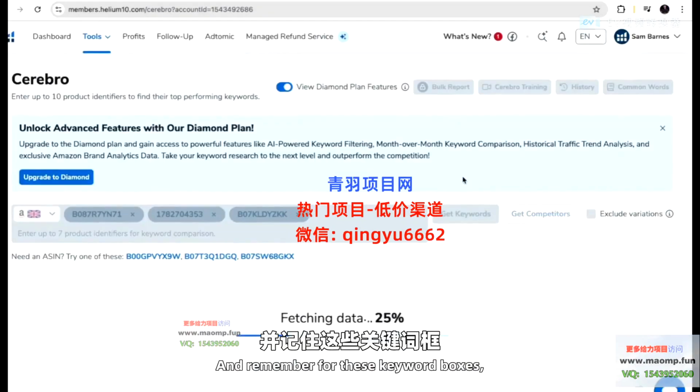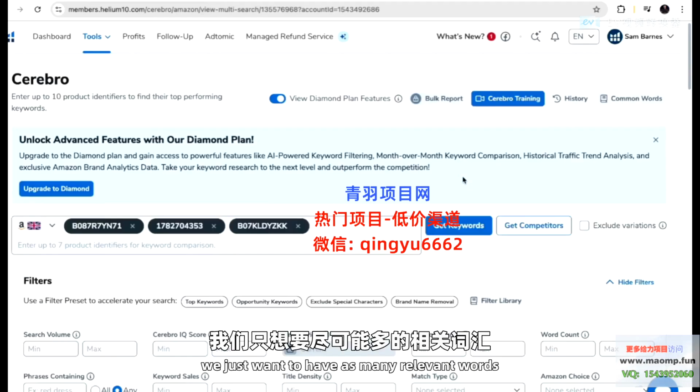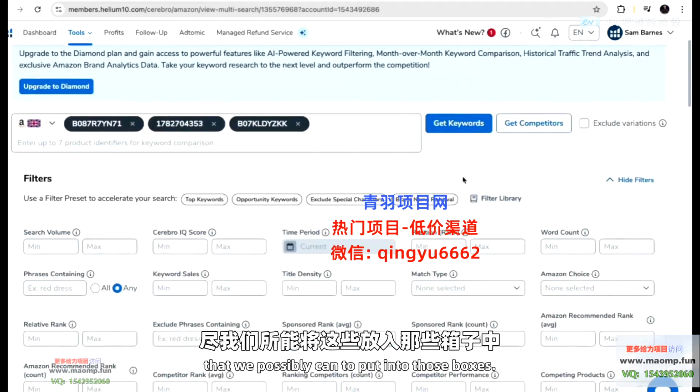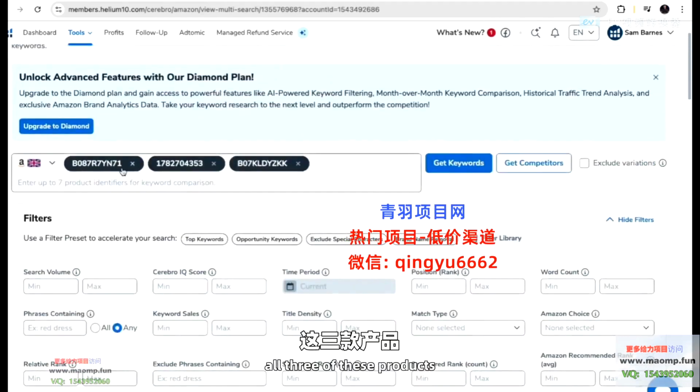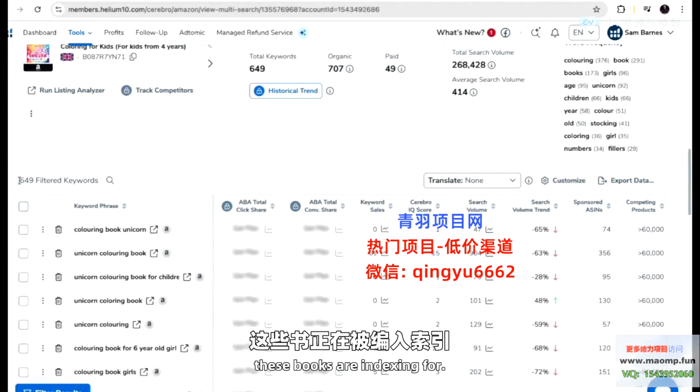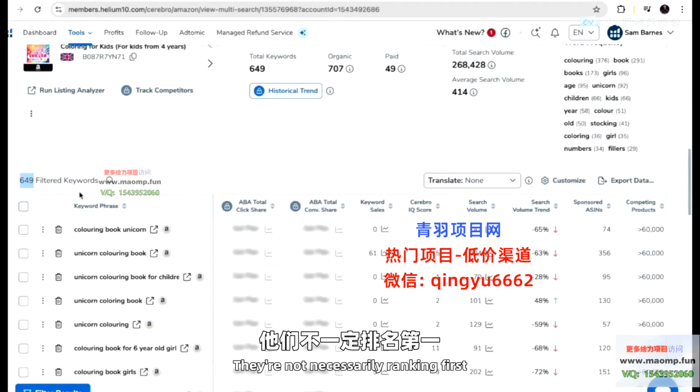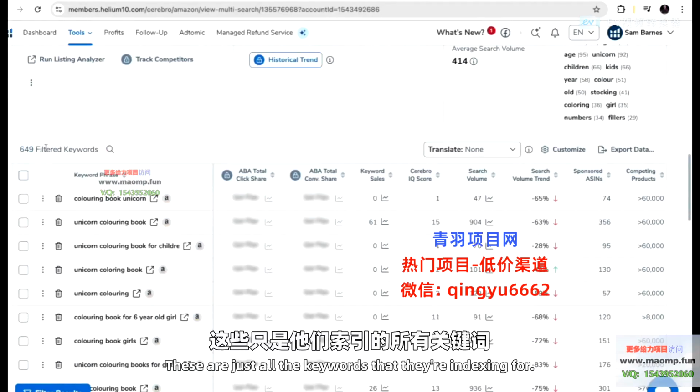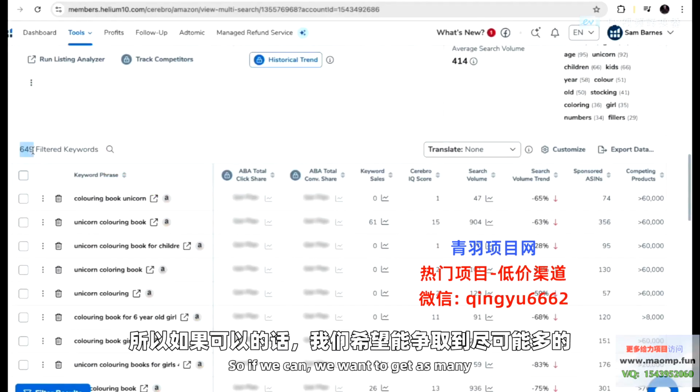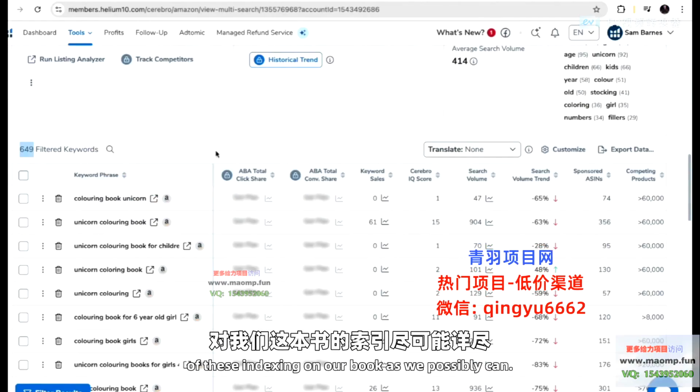And remember, for these keyword boxes, we just want to have as many relevant words as we possibly can to put into those boxes. What this basically does is look at all 3 of these products and bring back all of the keywords these books are indexing for. They're not necessarily ranking first or second for all of these. These are just all the keywords that they're indexing for. So we want to get as many of these indexing on our book as we possibly can.